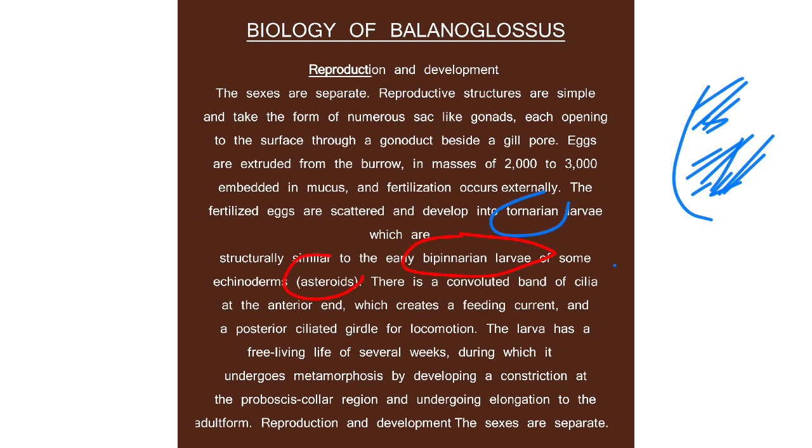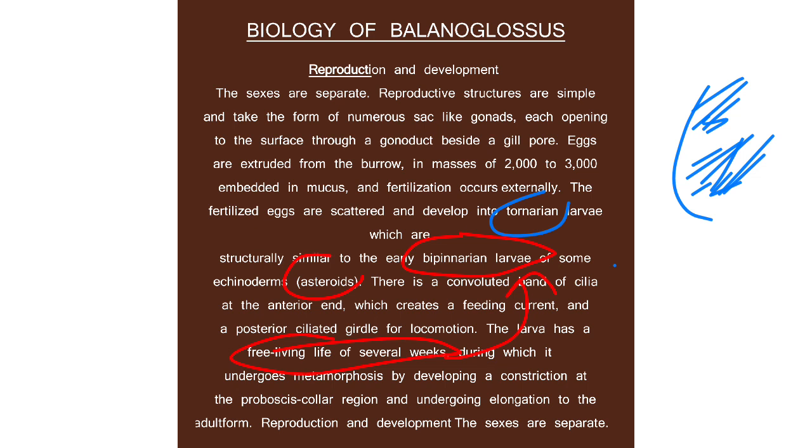Now there is a convoluted band of cilia at the anterior end which creates a feeding current for the Tornaria larva. Are you getting me now? The larva has a free living life for several weeks, which means they are free swimming, and this free swimming action is similar to that of the bipinnaria larva of starfish, and that is the reason why they have the characteristics of echinoderms as well.